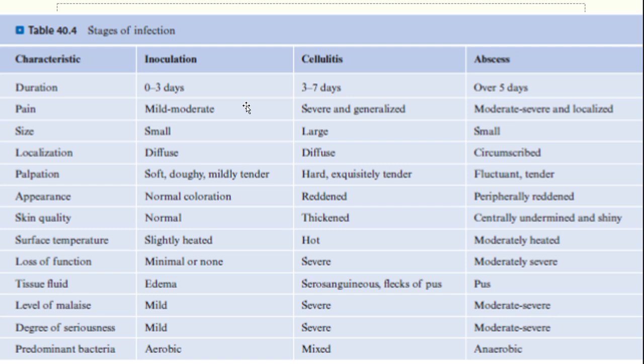The abscess stage, over the 5 days. Here the body has dealt with the infection and localized it in a specific place. So we will find pus and anaerobic bacteria. The center of it will be undermined and shiny, and it will be tender and fluctuant and peripherally reddened. Around it will be red, but in the center will be shiny and undermined.